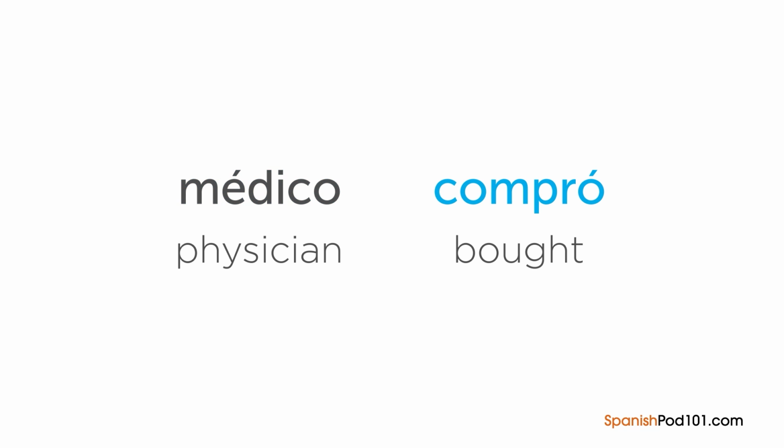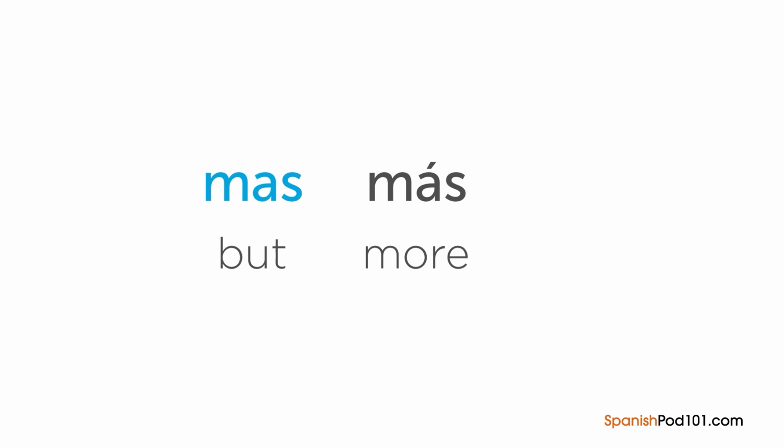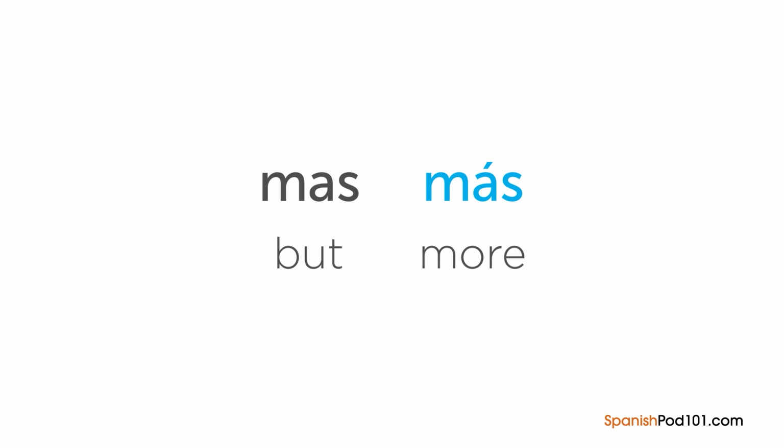Médico. Compró. Some words are spelled the same and sound the same, but have different meanings in Spanish. Él. El. In these situations, the accent is used to differentiate the two words, so it's clear exactly which word we're referring to. Más. Mas.